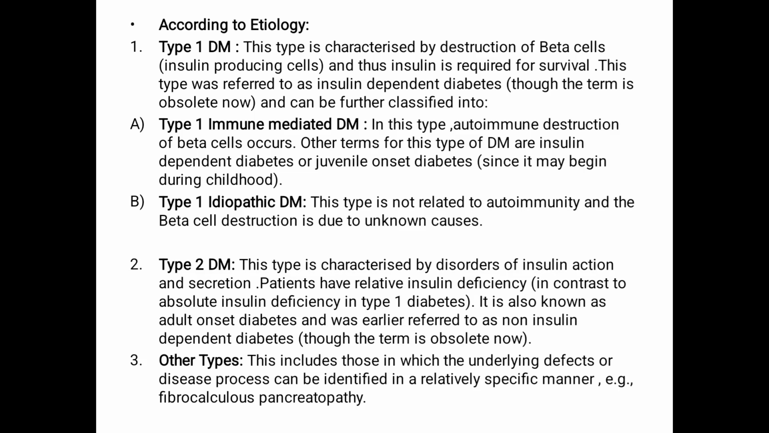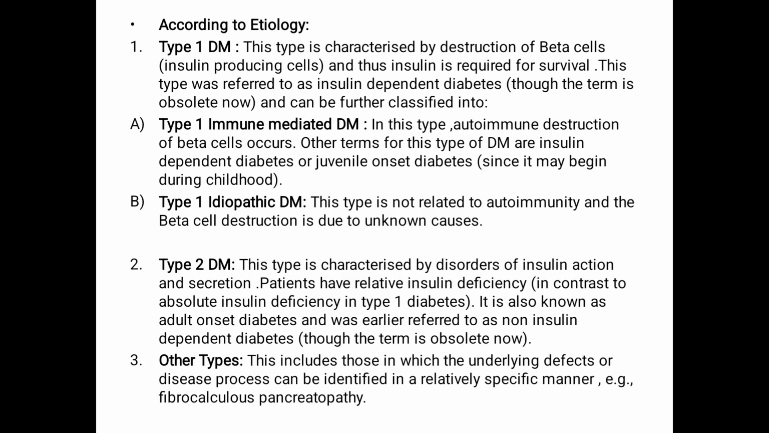In this type, autoimmune destruction of beta cells occurs. Other terms for this type of diabetes mellitus are insulin dependent diabetes or juvenile onset diabetes, since it may begin during childhood. Second type, type 1 idiopathic diabetes mellitus. This type is not related to autoimmunity and the beta cell destruction is due to unknown causes.